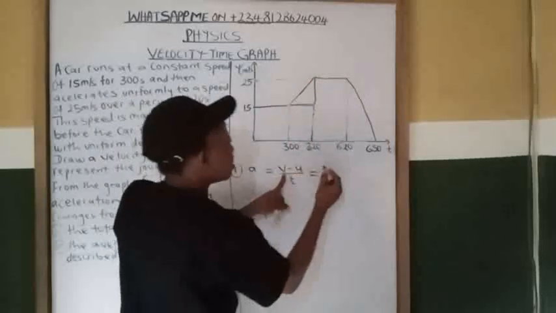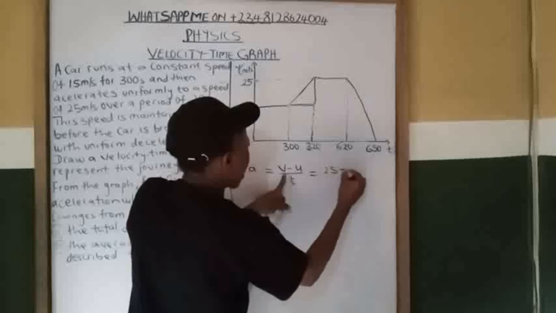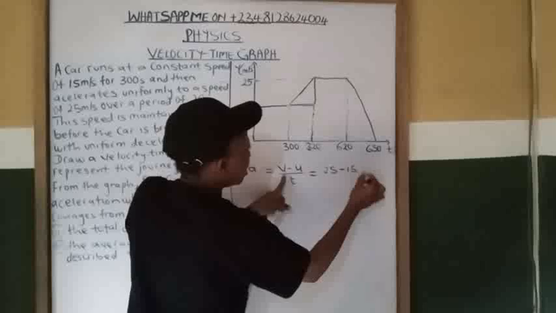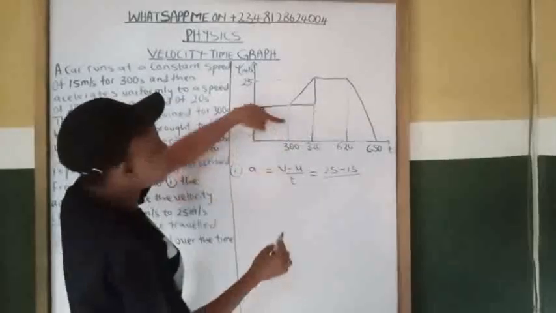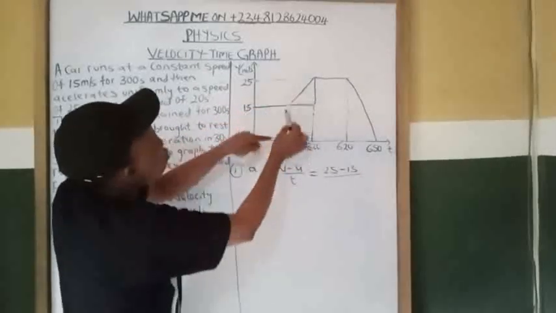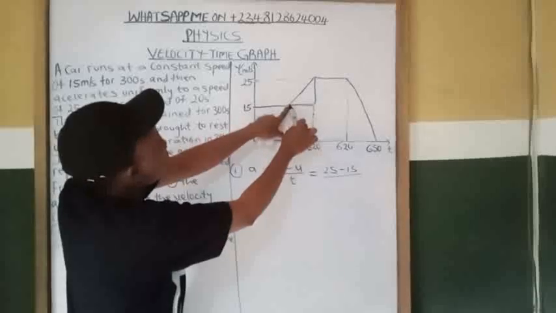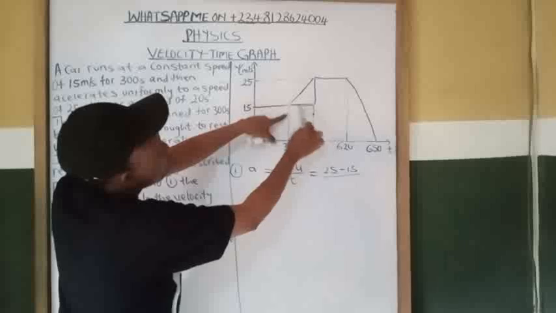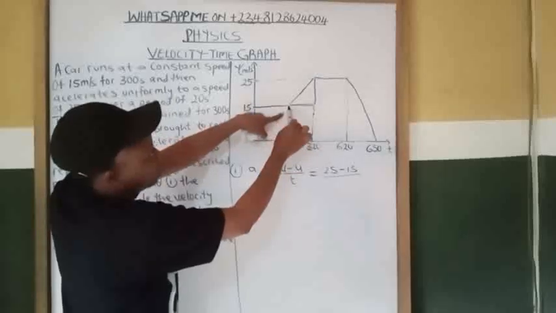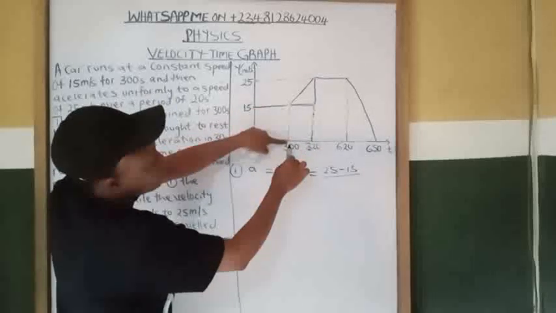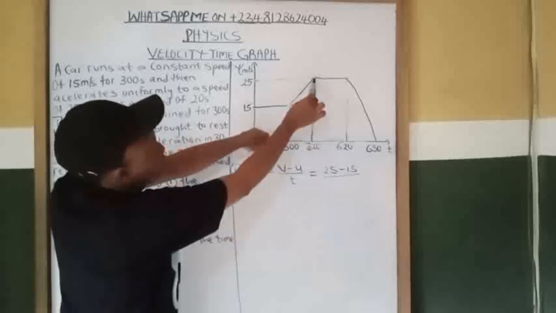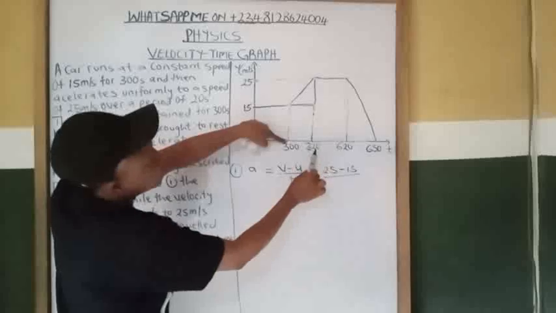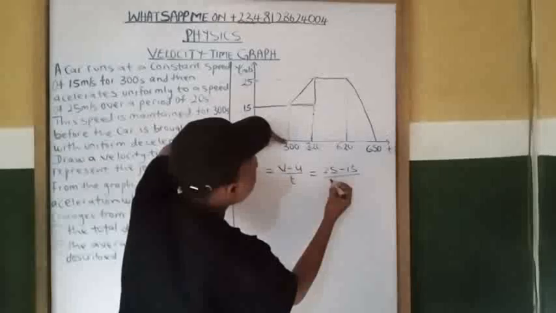So our final velocity is equal to 25 minus the starting point, 15, our initial velocity, divided by the time taken. So the time taken within that, 15 meters per second to 25 meters per second, what will be the time taken? From the starting point 15, which is 300, the time taken is 300 to 25 meters per second. So the time taken for that is 320 minus 300.